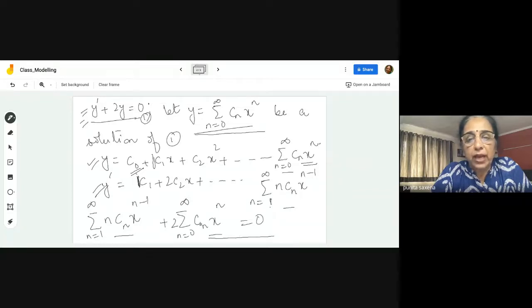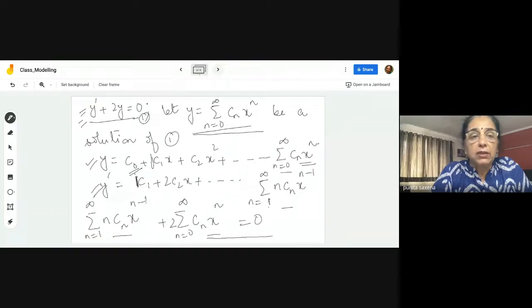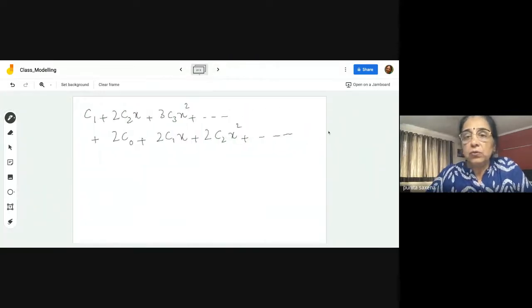So y dash means c1 plus 2c2x and so on, plus 2y means 2c naught plus 2c1x plus 2c2x square, and so on and so forth, right? Now this must be equal to 0. This is what I mean when I say that it is a solution, right?